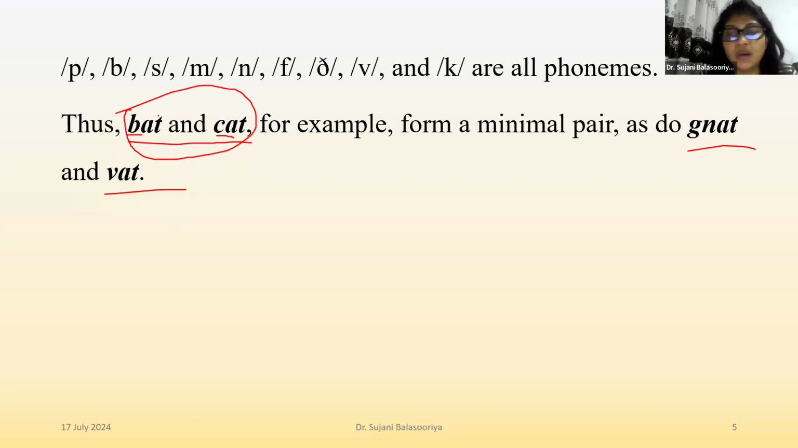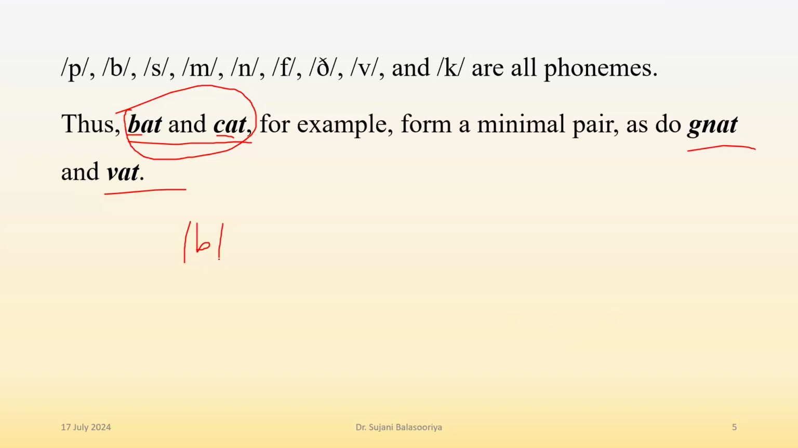Then you can talk now. What is the difference between bat and cat? Anybody can answer. Somebody should answer, right? I like it if everybody answers. My question is, what is the difference between bat and cat? First letter, madam. First sound. First sound means b in bat and then k in cat, right?